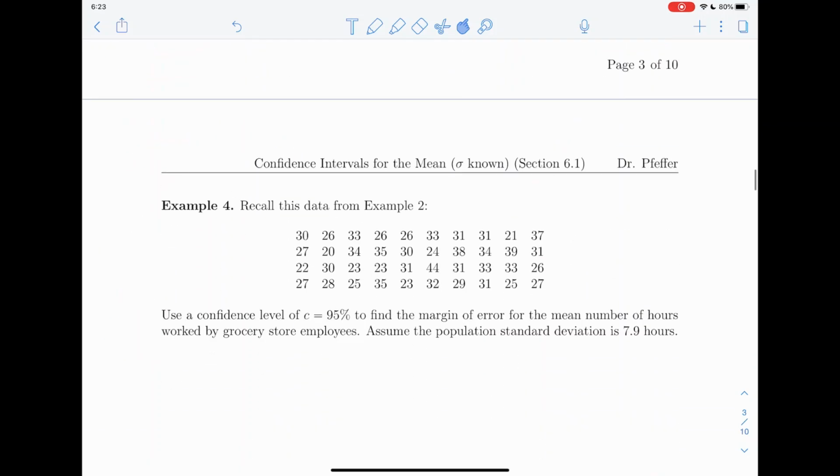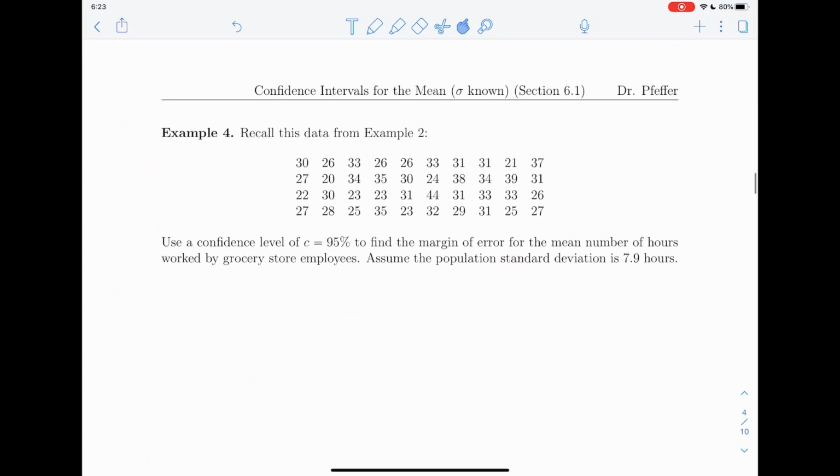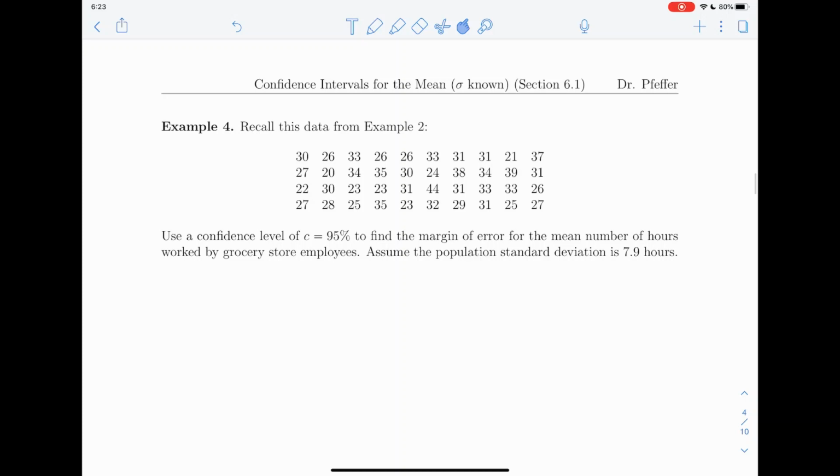Take a look at the next example as we revisit the data from the first example, and now, given a confidence level, we want to find a margin of error. Specifically, what we want to do is build a margin of error that will eventually be built into a confidence interval for a confidence level that is 95% confident.